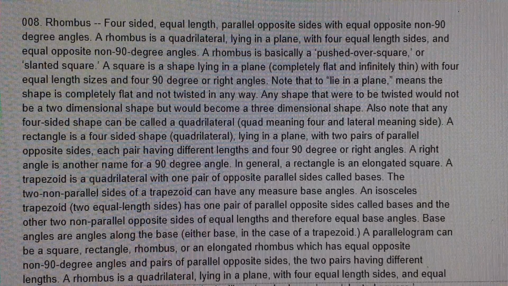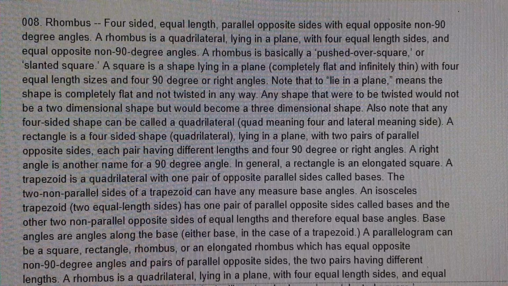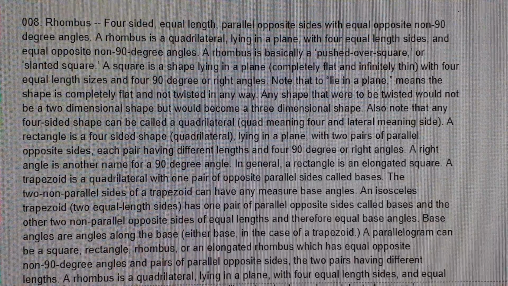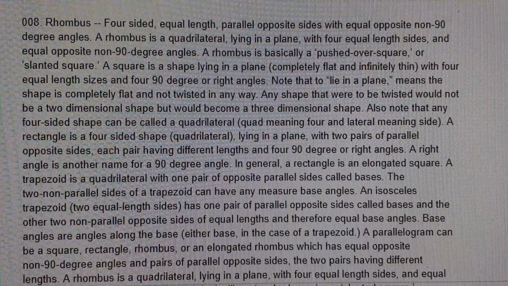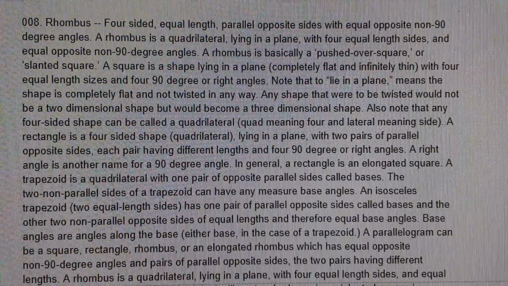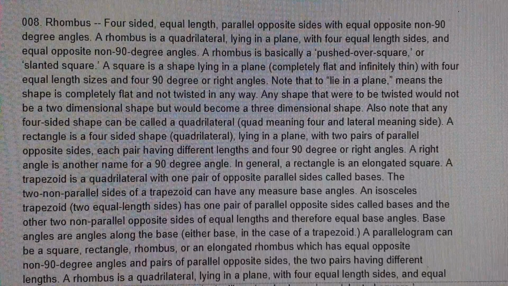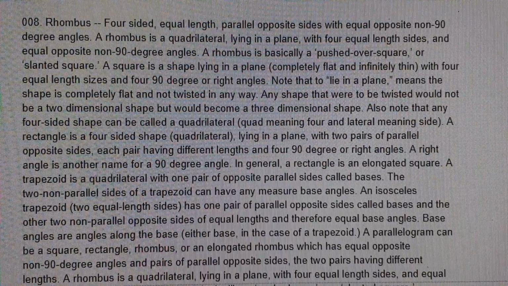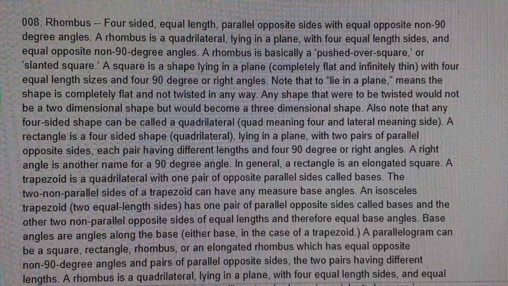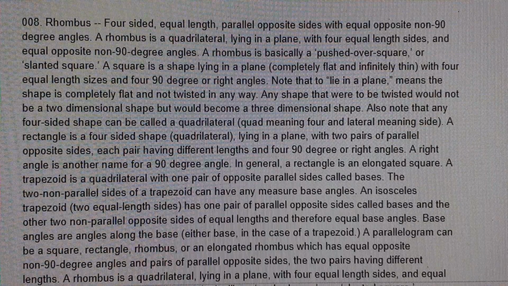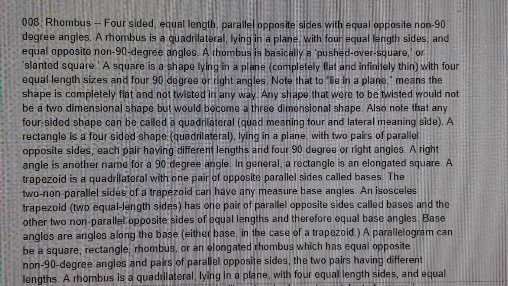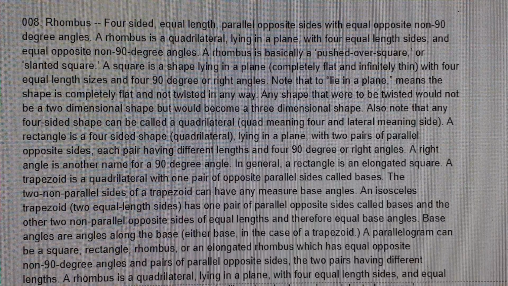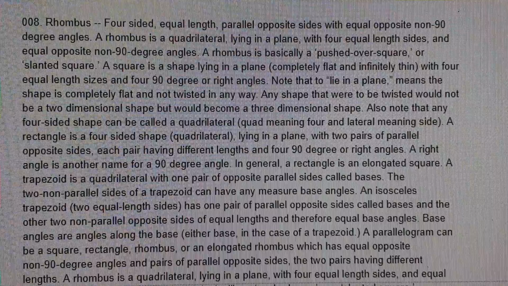A square is a shape lying in a plane (completely flat and infinitely thin) with four equal length sides and four 90-degree or right angles. Note that to "lie in a plane" means the shape is completely flat and not twisted in any way. Any shape that were to be twisted would not be a two-dimensional shape, but would become a three-dimensional shape.